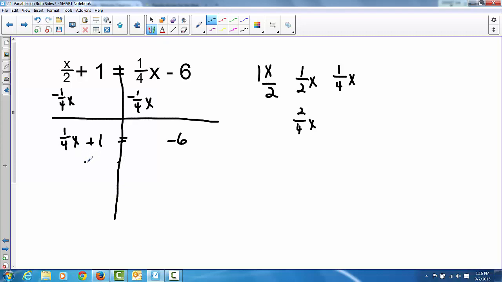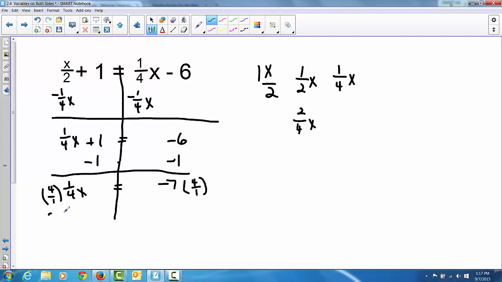Now we want to get rid of the 1, so we go minus 1 on both sides. And that leaves us with 1/4 x equals negative 7. We want to get rid of the 1/4. Remember, when we want to get rid of a fraction that's multiplying, we multiply by the reciprocal. So we're going to multiply both sides by 4 over 1. And that's going to cancel out the 1/4 and leave you with x equals negative 7 times 4, which is 28 over 1. So it's negative 28.